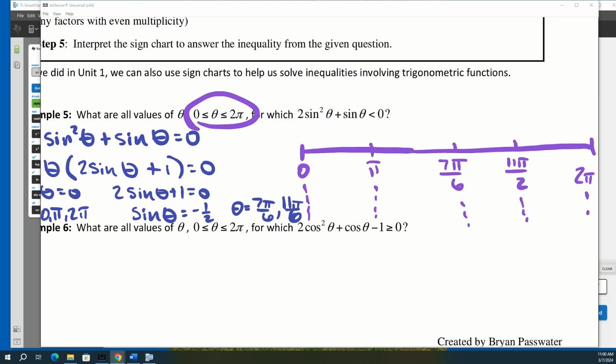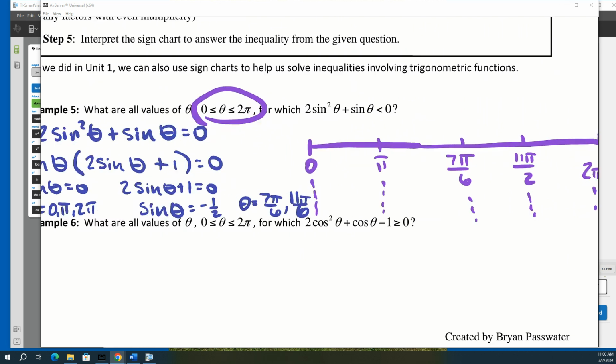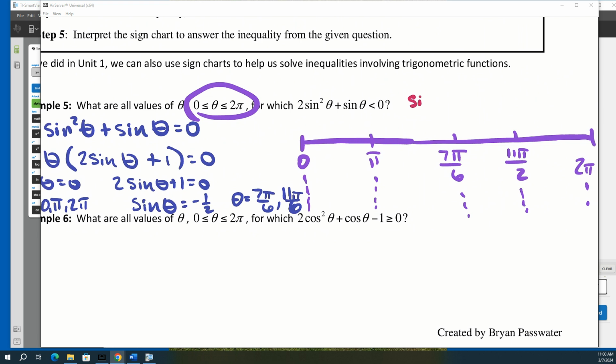All right, so what I'm going to do is put it into the factors that we got right here. Now I'm going to write them again. You don't necessarily have to, but what I'm plugging them into is sine of theta times 2 sine of theta plus 1. So I have 2 factors, so I'm going to do 2 little parentheses in each region.